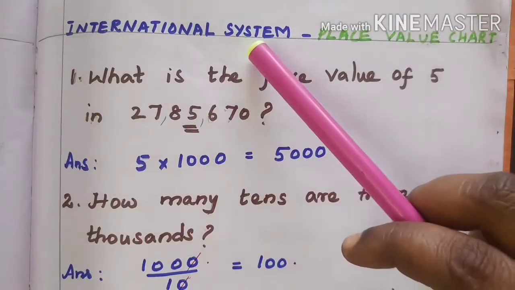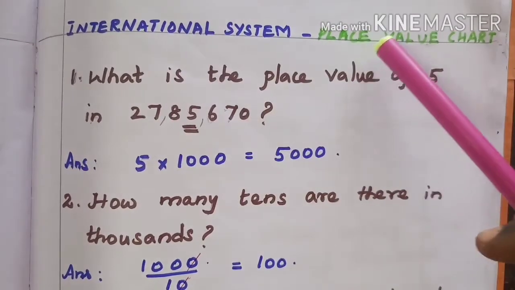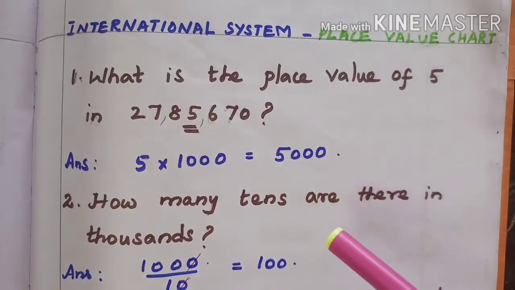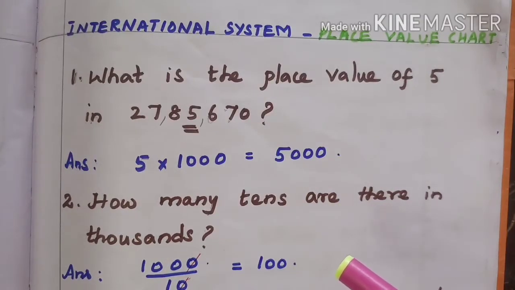Today we are going to see about the international system place value chart and how we are going to put commas, how we are going to write it in words, how we are going to write it in figures, and how we are going to write it in the expanded form. Before entering into the session, let us recall what all the things we learnt in the earlier class.